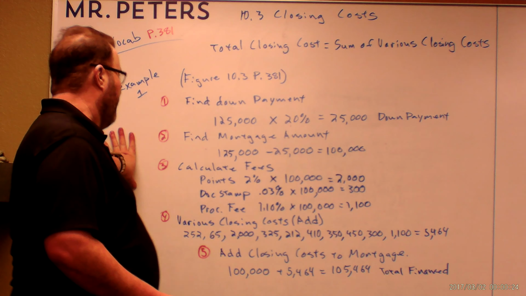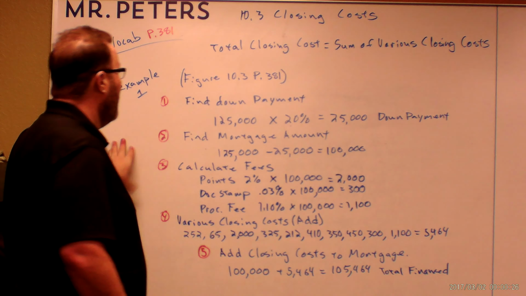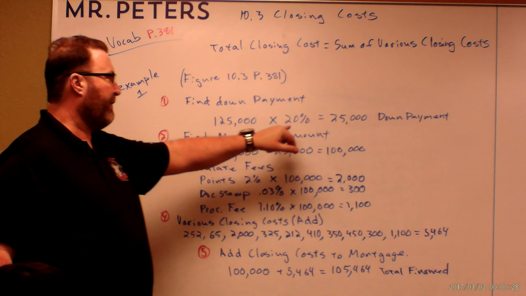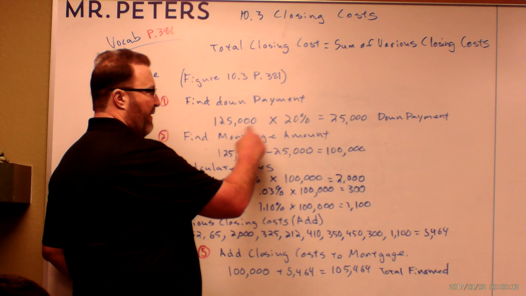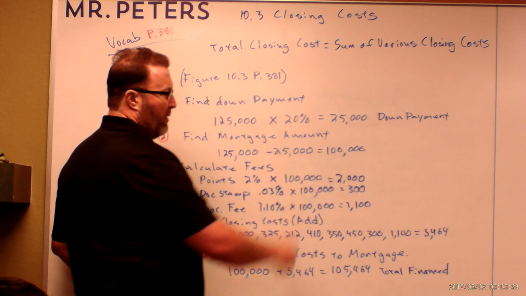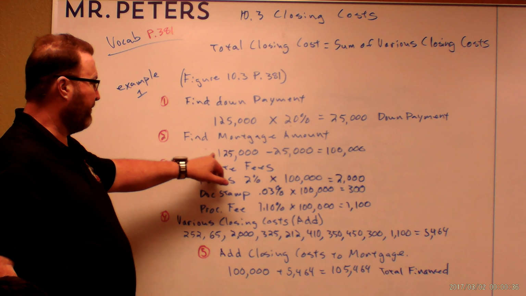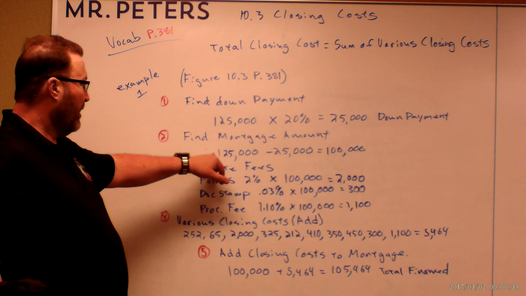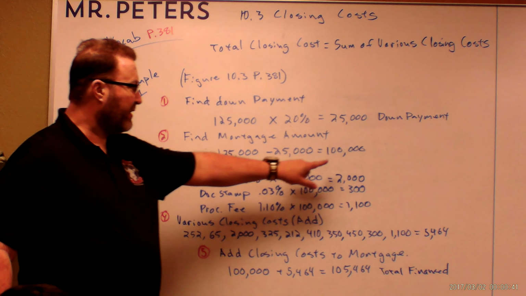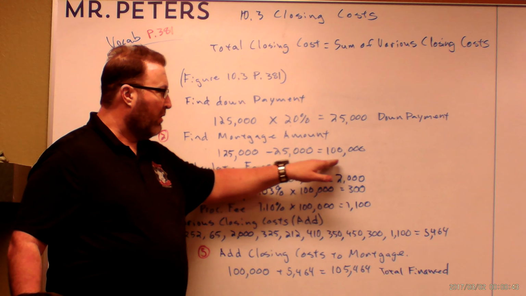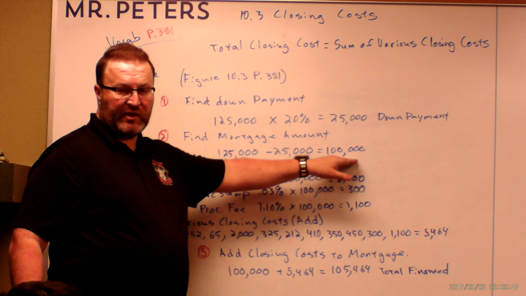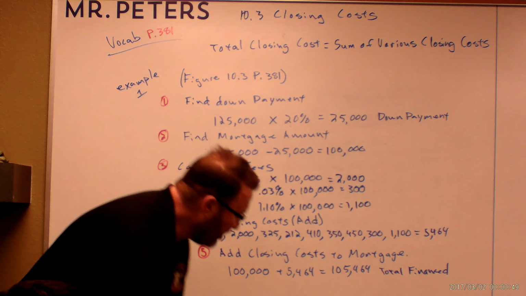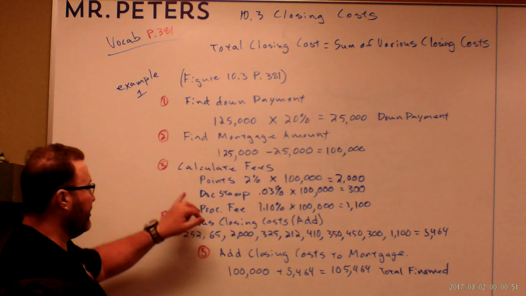So the very first thing we have to do is we have the purchase price. We've got to figure out what the down payment is. It's 20% down. So $125,000 times 20%, $25,000 down. Subtract it from the amount of the purchase. This is how much the loan is, or the amount that they're financing. This amount that's being financed is what's subject to the fees. Okay? So, first thing we have to do is calculate the fees.